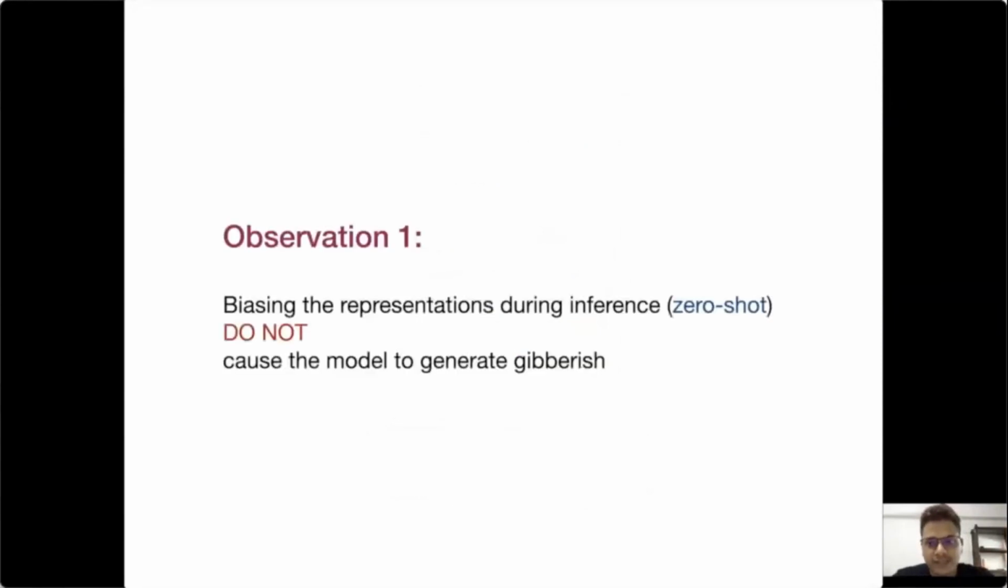The main observation we see by this kind of intervention is that during inference, when we are applying these interventions, we do not see the model derail. So it doesn't end up generating gibberish. Instead, it generates logical stuff and controllable stuff.